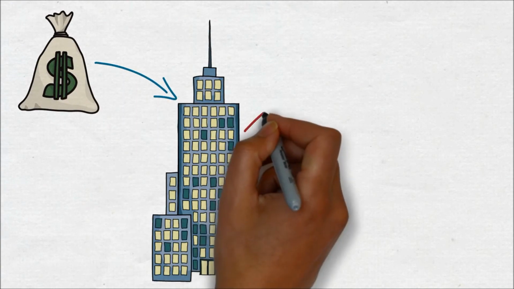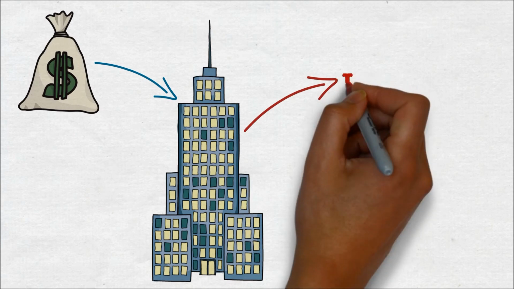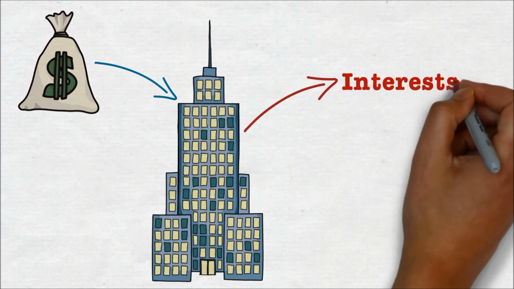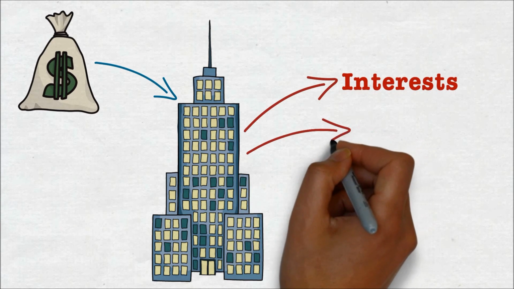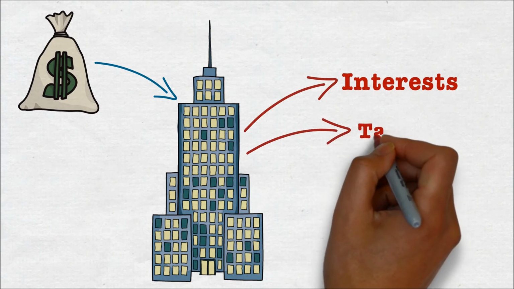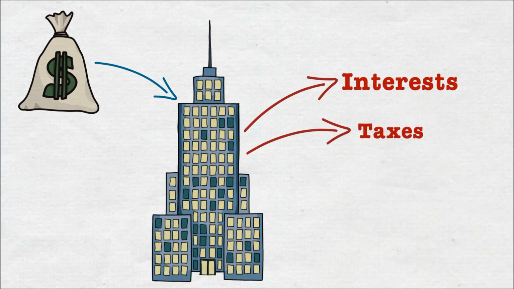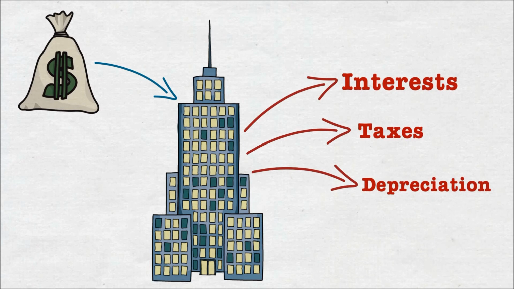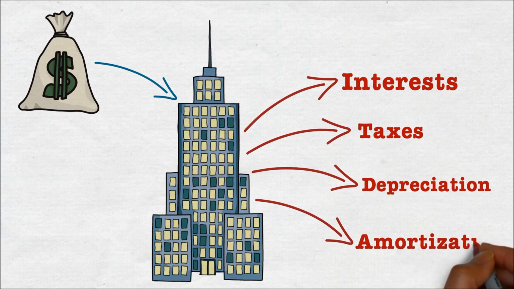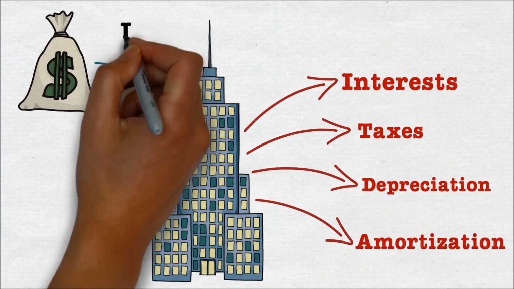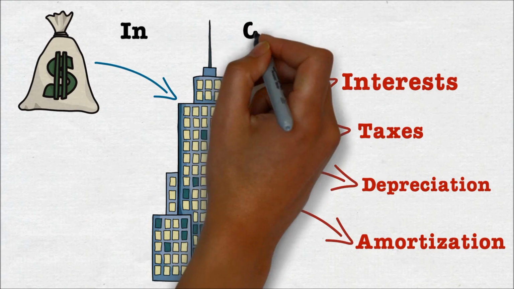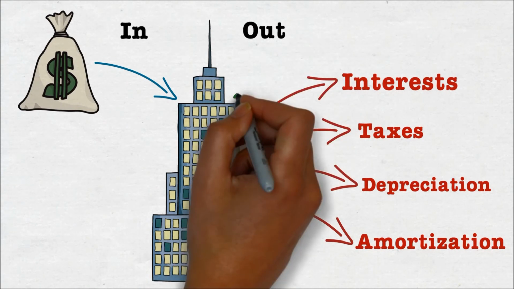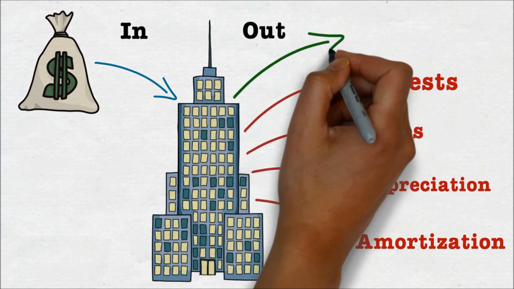So let's say we have in the middle here our company. Let's pretend this is a bakery and we bake cupcakes. There's money going in from our operations, but there's also expenses. There are things we have to take care of once we get paid in order to get to our final net earnings. So we have interests, taxes, depreciation, and amortization. But at the end of the day, there is a balance from what goes in and what goes out, and we're left with earnings.